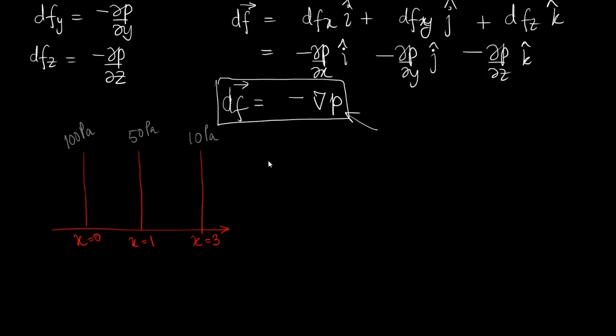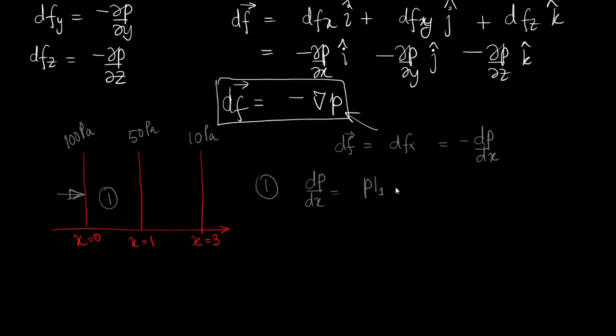So because it's a one-dimensional variation of pressure, we can write the dF as only dFx, and that will be equal to minus dP/dx. Let us consider the first cell. Inside the first cell, let us find out what is dP/dx. So it will be P at 1 minus P at 0 divided by 1 minus 0, which will be equal to 50 minus 100 divided by 1, which is minus 50.